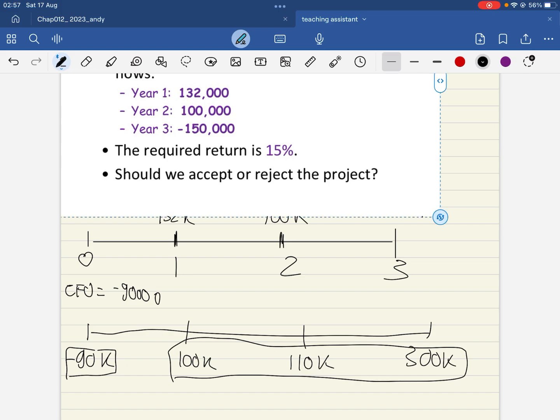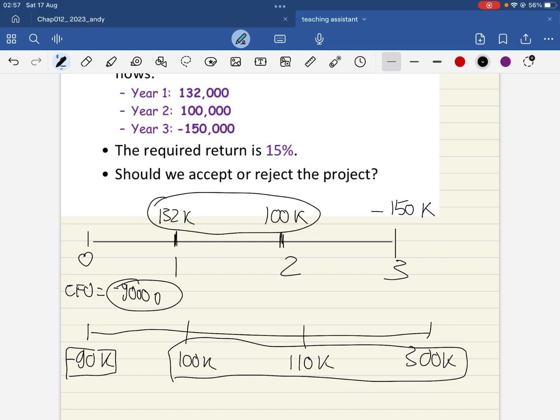But in this example, the cash flow changed sign more than one time. In year 0, it was minus 90,000. In year 1 and year 2, there are positive numbers, 132,000 and 100,000, respectively. But in the last year of the project, it becomes a negative number, minus 150,000 USD. Therefore, we call this an unconventional cash flow.